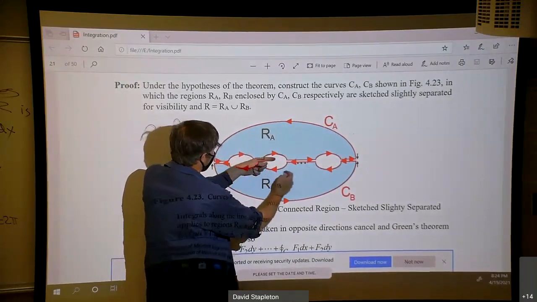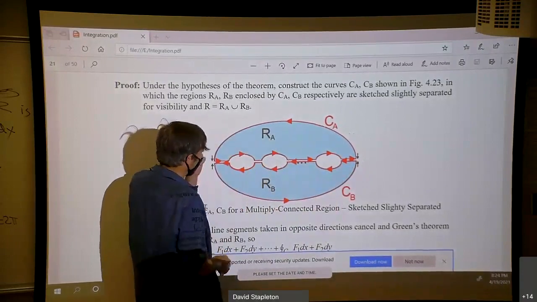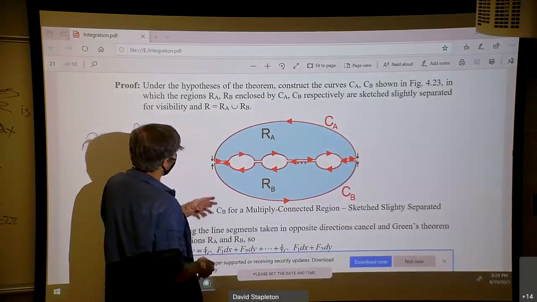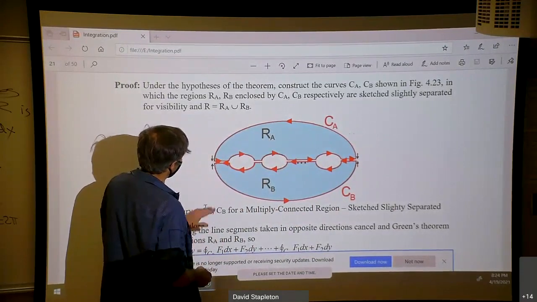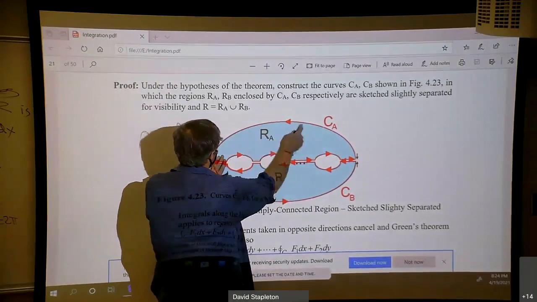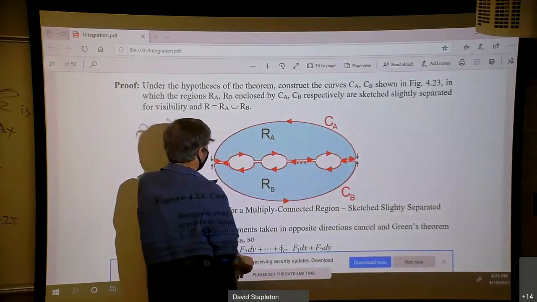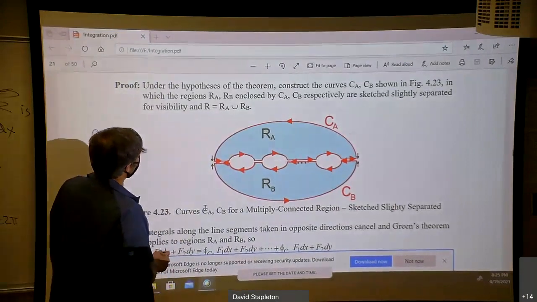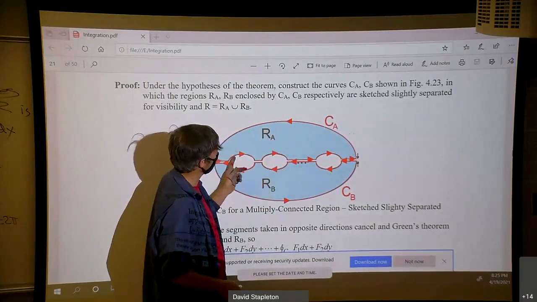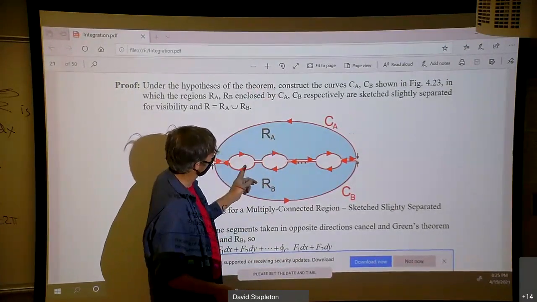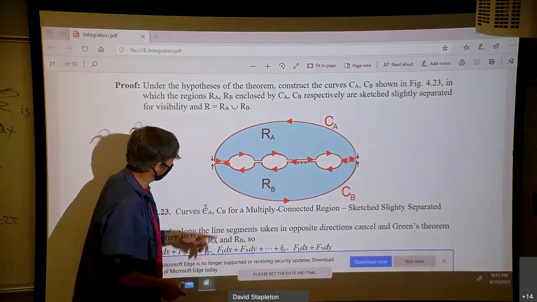Similarly, these cancel each other, and these cancel each other. And so the sum of these two line integrals around here, with these canceling, is equivalent to the line integral on the outside counterclockwise plus these clockwise on the inside. Green's theorem applies to this top region and the bottom region, which is the same as the line integral that I just showed above without these lines.